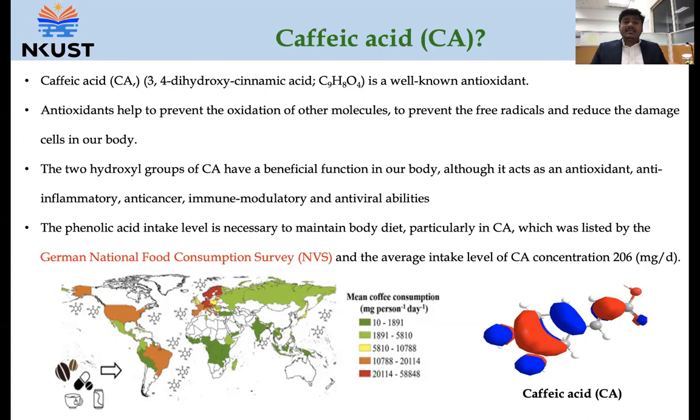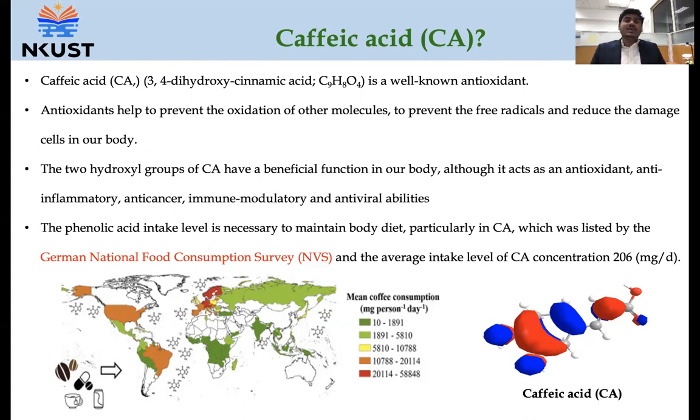The phenolic acid intake level is necessary to maintain in our body diet, particularly caffeic acid. The recent German National Food Consumption Survey shows that the average intake level of caffeic acid is 206 mg per day. Here we can see the picture showing the mean coffee consumption per day, in mg per person, at a high level. So we need to maintain our body, and also take a particular amount of caffeic acid per day per human body. So we need to analyze this caffeic acid consumption at higher concentration, at an accurate level.